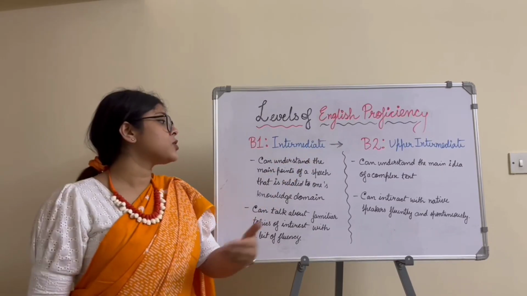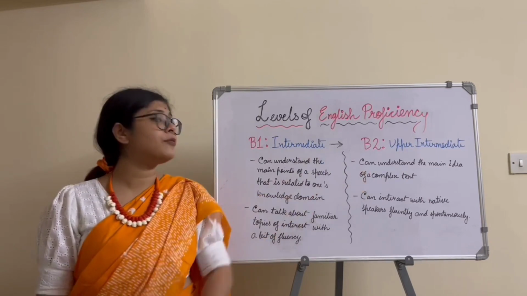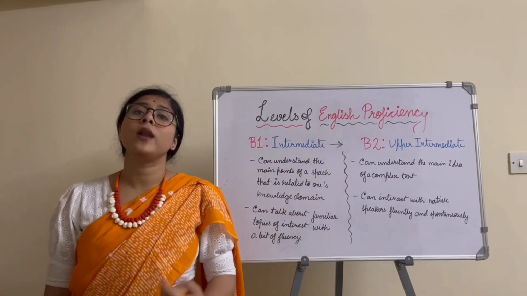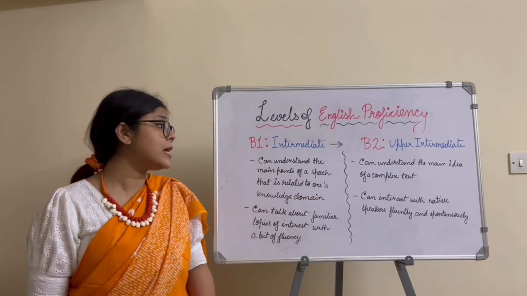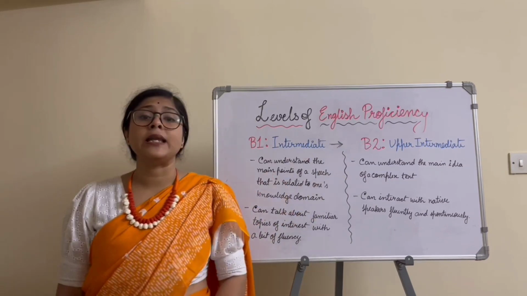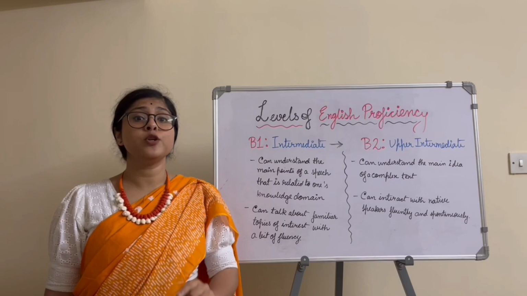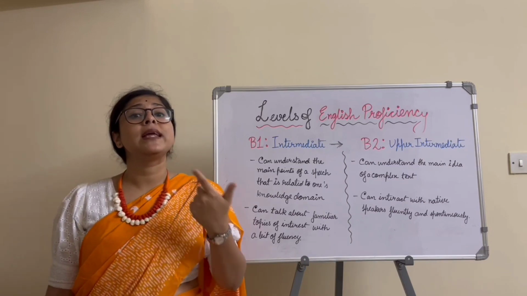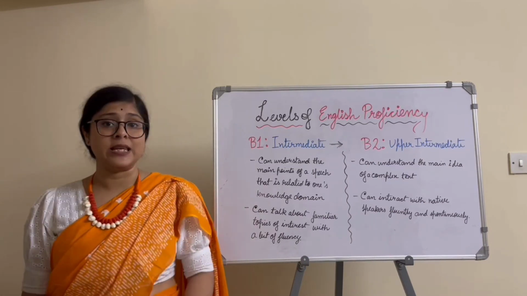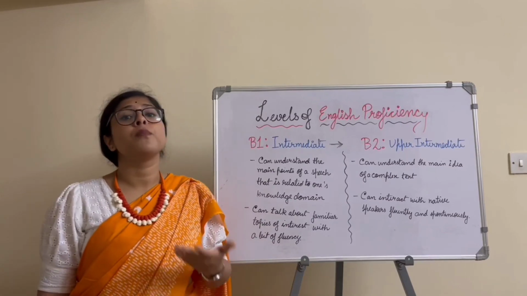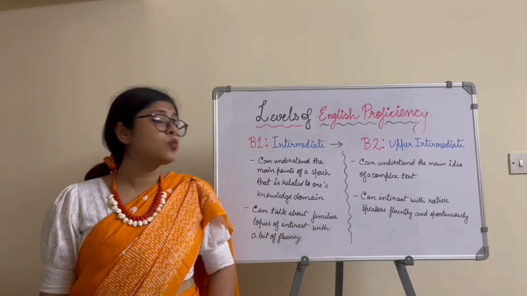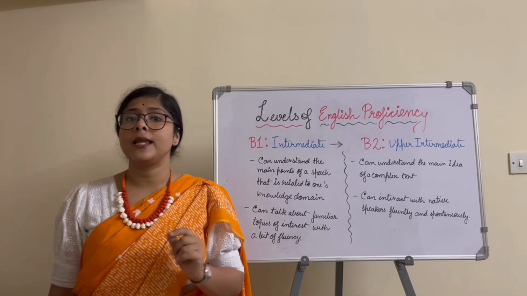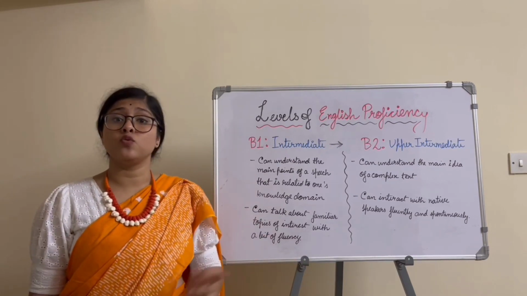So coming back to B2, from here we have the reading proficiency or reading skills being improved. If you are a B2 level speaker, then you can understand the main idea of a complex text. You may not be able to give a line by line explanation of the text that you are reading, but you will get the main points or the main idea from the context clues. And you can also interact with native speakers with fluency and spontaneity. That means you do not need any kind of prior preparation to be able to speak to a native speaker.